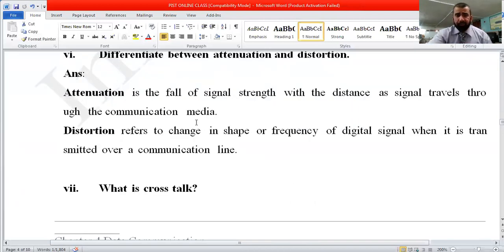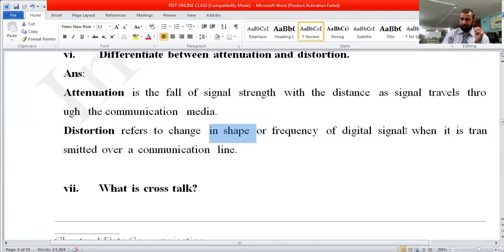Distortion refers to the change in shape or frequency of a digital signal when it is transmitted over a communication line. So this is called distortion. Sometimes you will have better signal quality and sometimes you have lower signal quality. So this is called distortion.